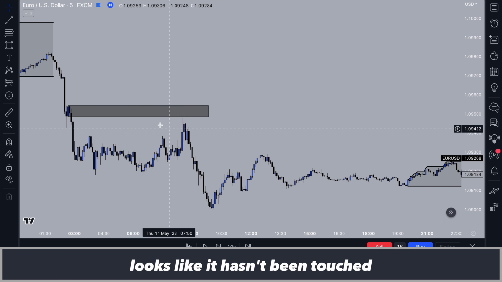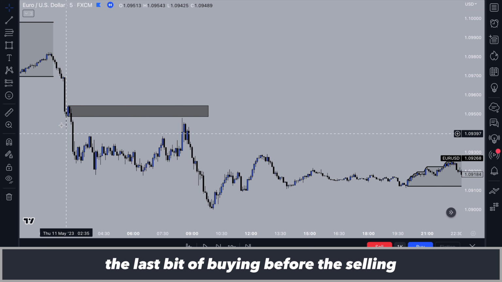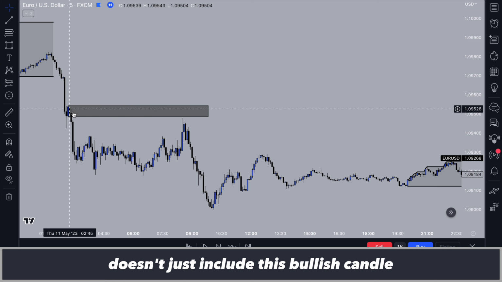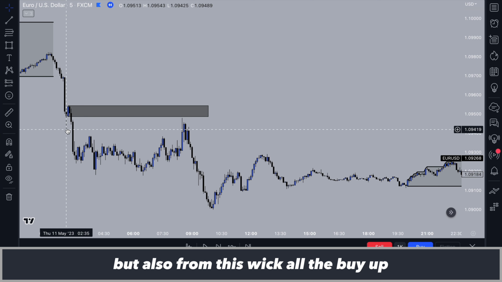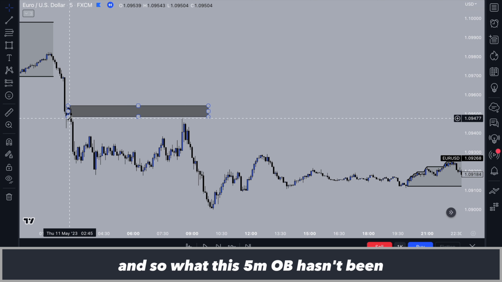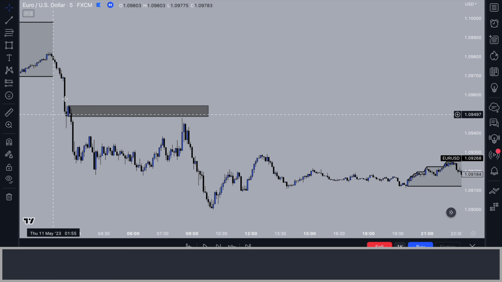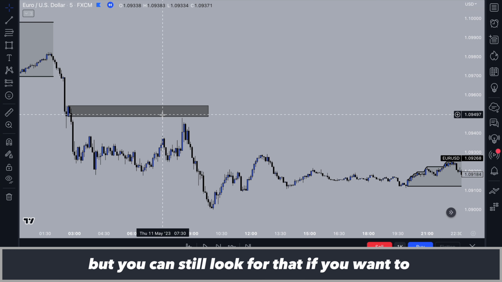looks like it hasn't been touched, and while that is true, you can see that the last bit of buying before the selling doesn't just include this bullish candle, but also from this wick, all the buying up there could be manipulation before the push down. And so while this 5-minute order block hasn't been mitigated, on the 10-minute or something, it probably has been. But you could still look for that if you wanted to.